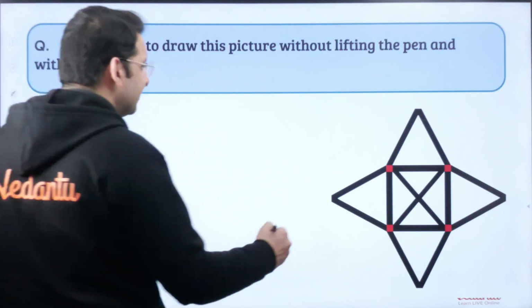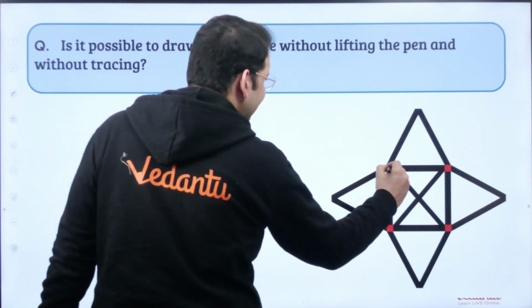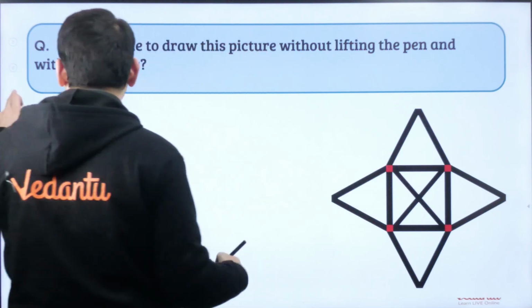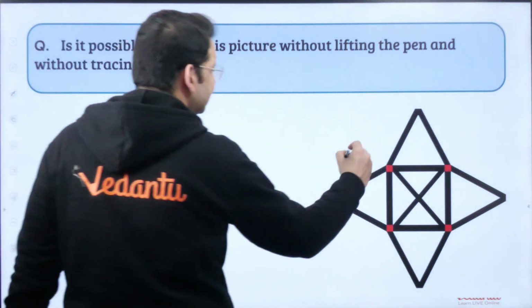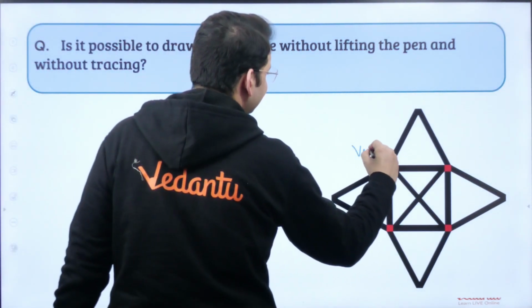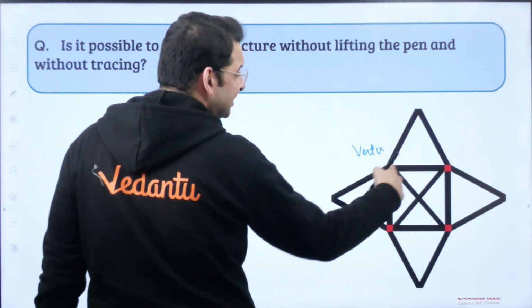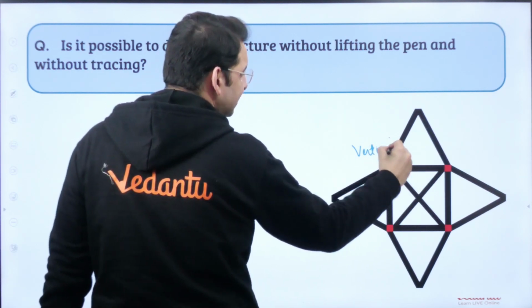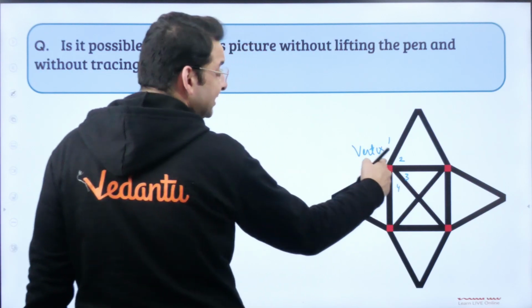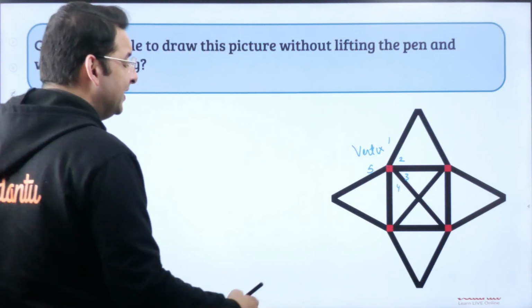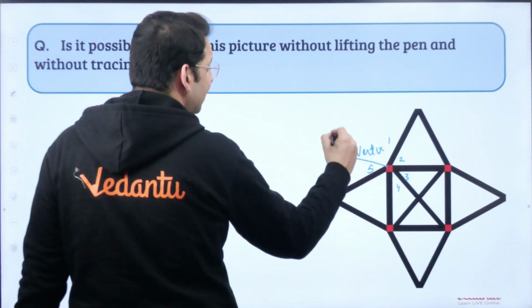So this point wherein a lot of lines are meeting, this is called a vertex, and there are edges which are going out of that. So this is edge number 1, let's call this edge number 2, 3, 4. So there are 5 edges which are going out of this. So we call this an odd vertex.